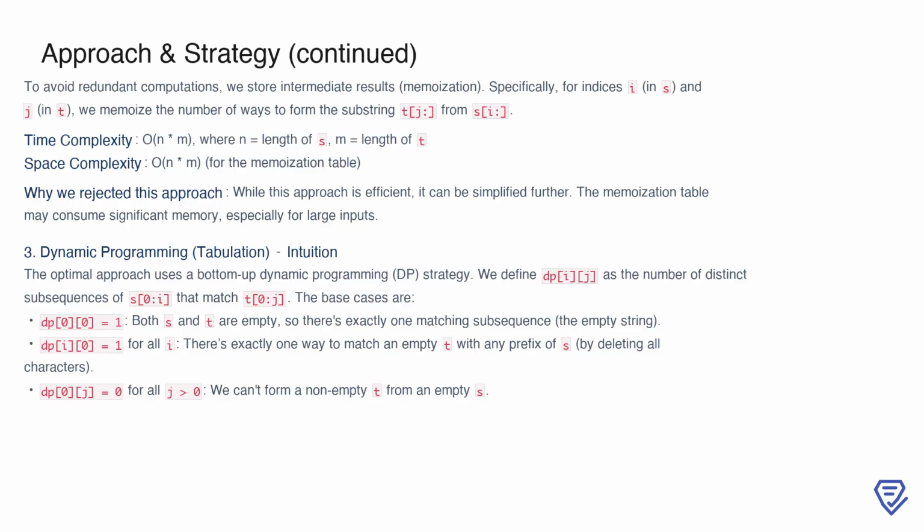To optimize this process, we use memoization, storing intermediate results for specific indices i and j in S and T. For instance, the number of ways to form the substring T[0..j] from S[0..i] is cached. This reduces redundant calculations, improving time complexity to O(n * m), where n and m are the lengths of S and T. However, this approach still uses significant memory to store the memoization table, which can be a limitation for large inputs. To simplify this further, we turn to dynamic programming with tabulation.